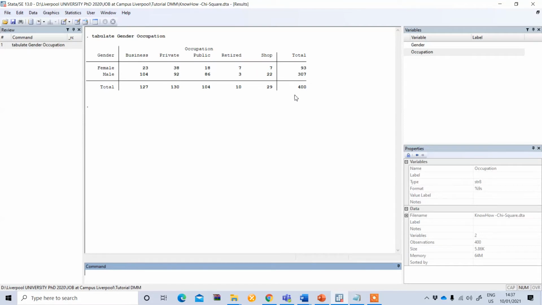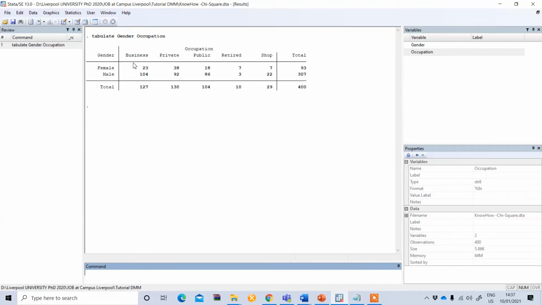From this table we can see that among 400 respondents, most of these respondents are male: 307 against 93 female respondents. And among the different job categories, out of 400 you see the maximum are doing private jobs, that is 130, and then business, 127.